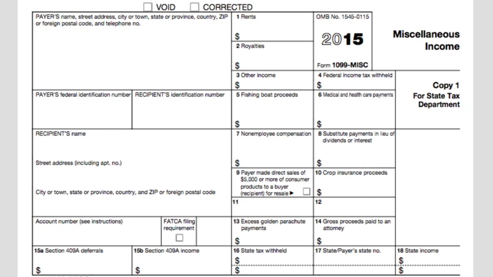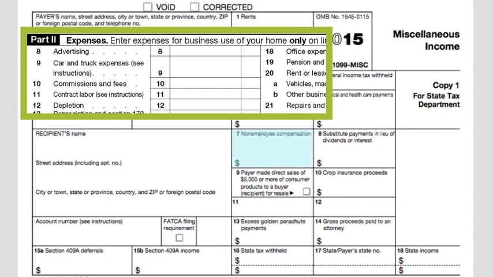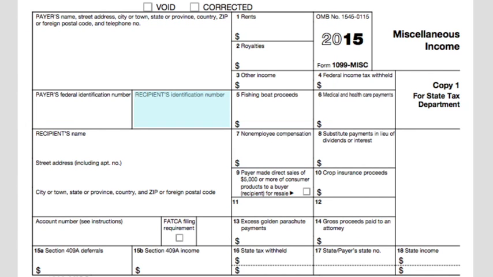To complete Form 1099-MISC, report the total amount you paid the contractor during the year in Box 7, Non-employee Compensation. This is the amount that you will include as a business expense on Schedule C, line 11 for contract labor. Enter the contractor's identifying number, which is usually their Social Security number, or it could be an EIN.